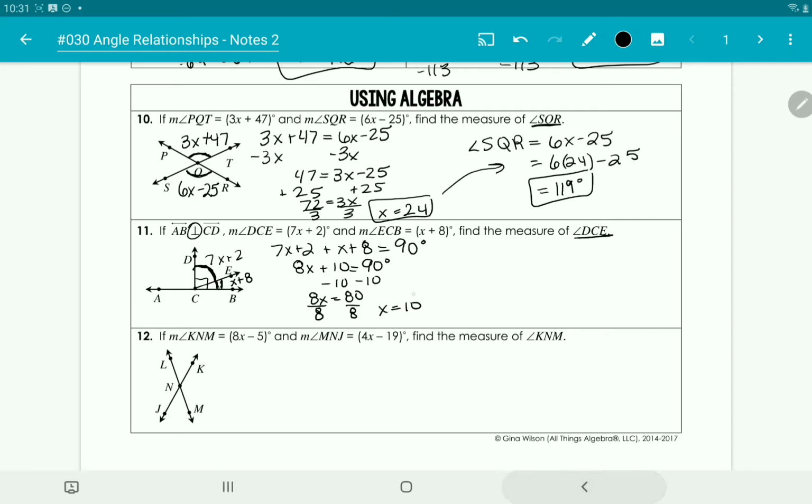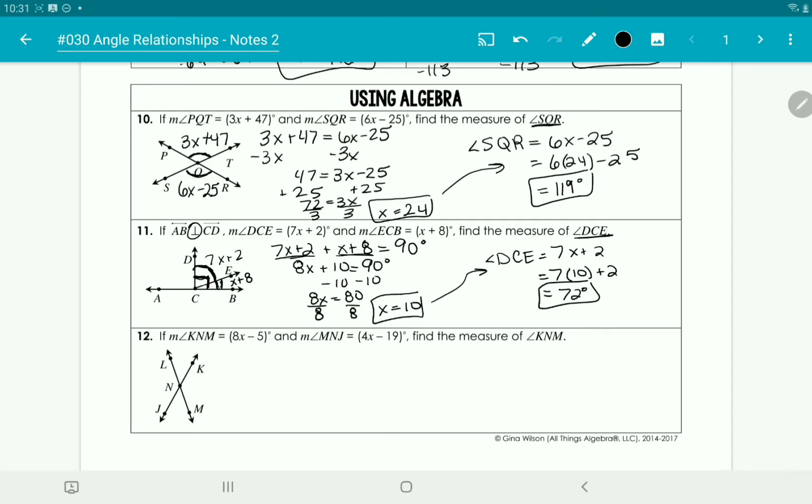But it's not asking us what x is equal to. It's asking us the angle DCE, what that measure is. And we've got up here that measure of angle DCE is 7x plus 2. So if we replace x with what we solved it to be, so 10, we get 7 times 10 plus 2, so 70 plus 2, 72 degrees. So because these two are perpendicular, this is a right angle, so 90 degrees, and both these angles together give us this 90 degrees, so this one plus this one equals 90.